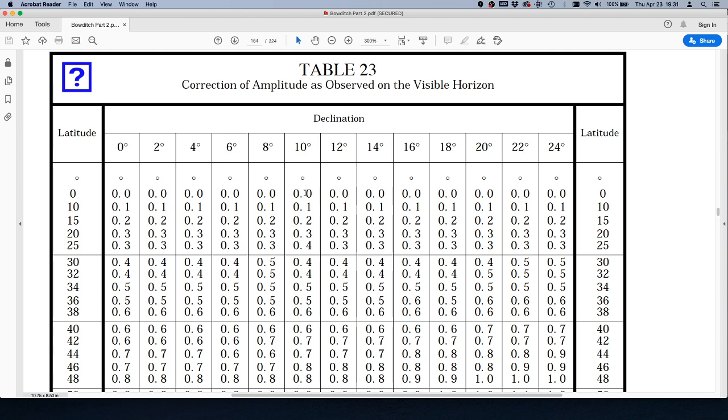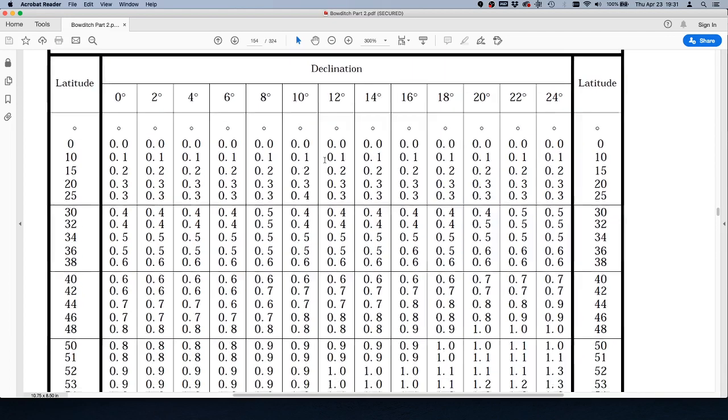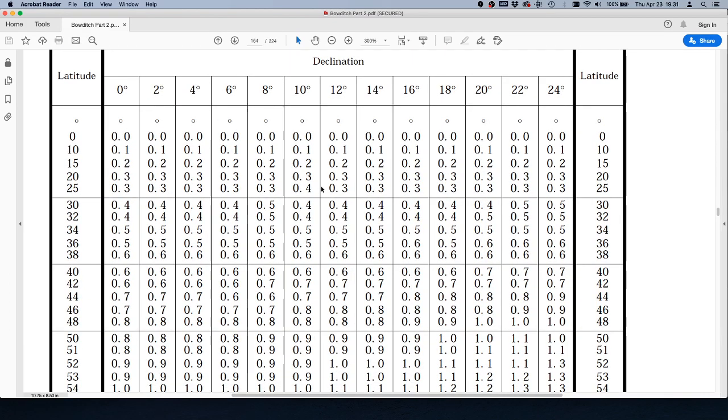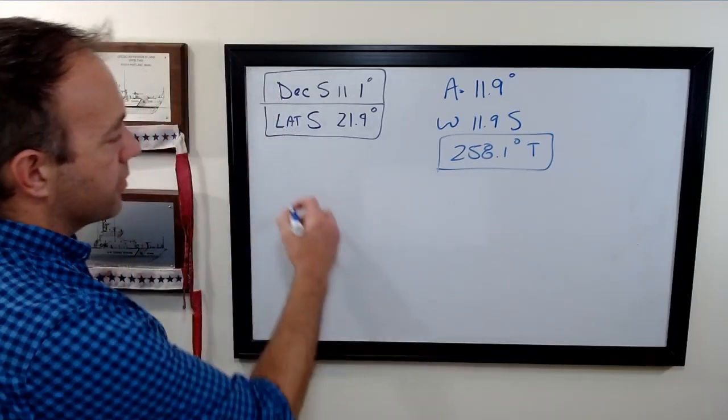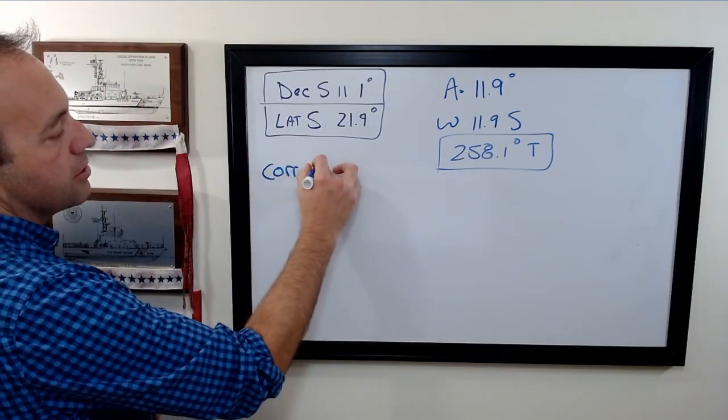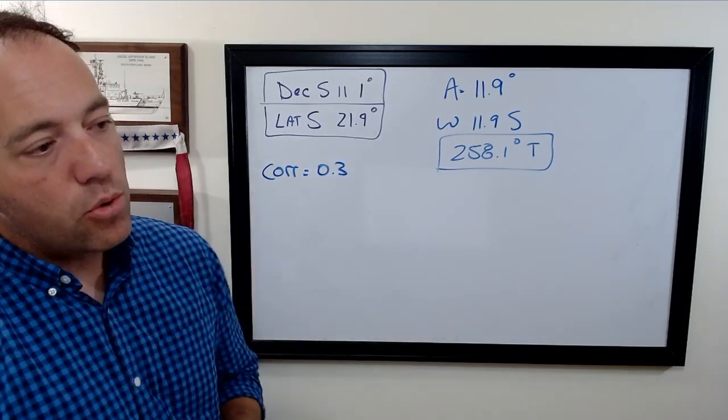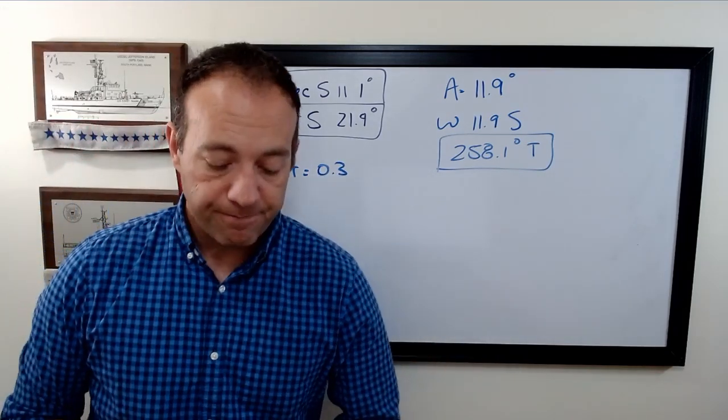What you do is you look for a little correction. So just like before, what's our declination? Declination is 11.1, so it's kind of right in the middle here. And our latitude is 22 degrees. So it looks like our correction is going to be somewhere in this vicinity of 0.3 or so. It's just a little tweak that we make. Our correction equals 0.3.